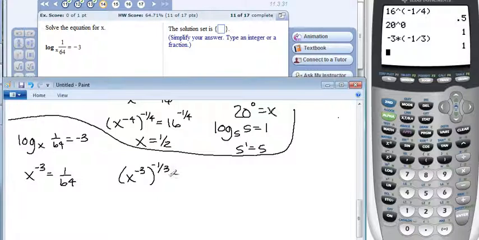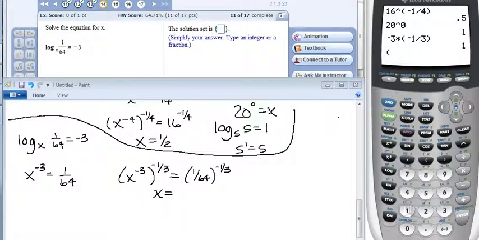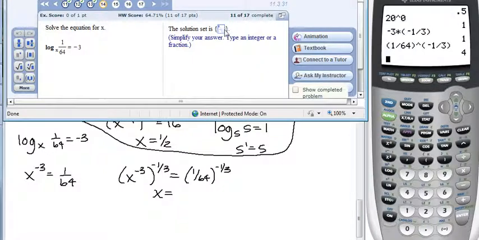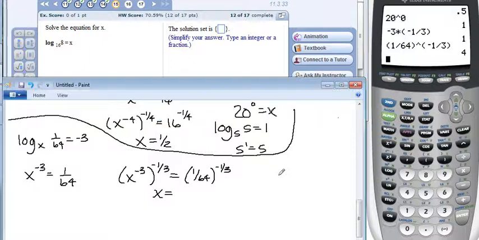If I do that to this side, I have to do it to this side. 1/64th raised to the -1/3 power. So this is x. And just use your calculator. 1/64th raised to the -1/3 power is 4. Okay? We've only got 3 left.